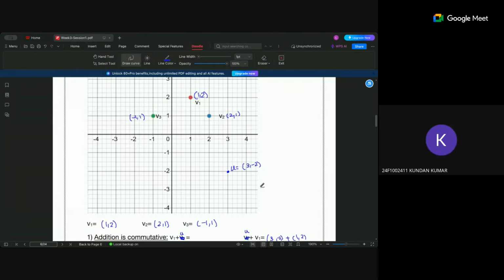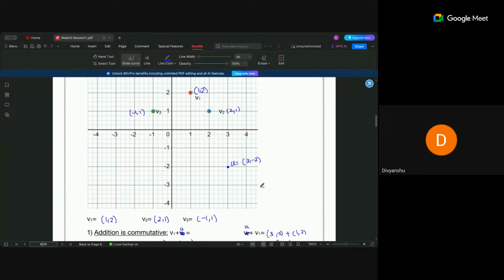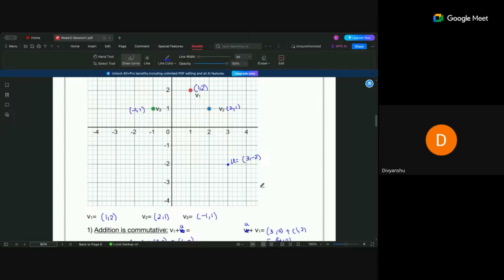If we see the position with respect to each of the vectors, ma'am, then it would be different basically. Then it would be meaningful that addition is commutative. Otherwise, in the graphical method, it will be a fixed position, and we are just adding.